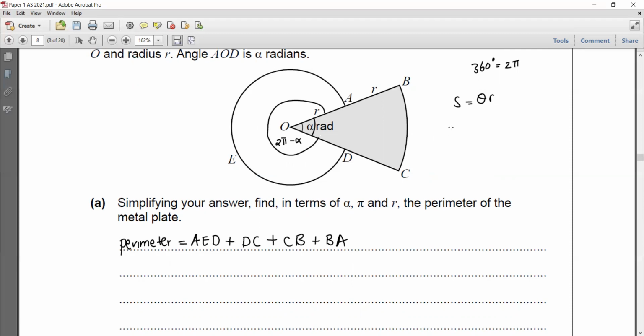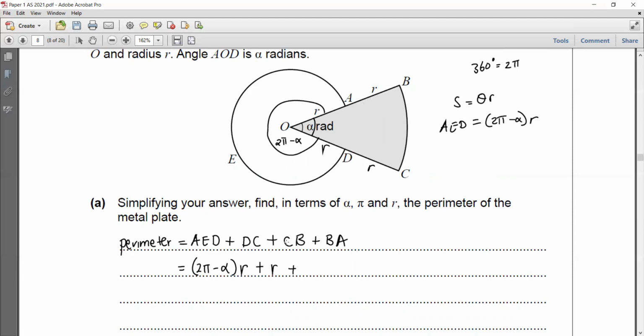So AED, this is our arc length. This is equal to the angle, which is 2 pi minus alpha, and then multiplied by the radius. Here, the radius of the circle is just r. So this is 2 pi minus alpha multiplied by r. And now DC. We know that this is r, that is r, and that is also equal to r. So DC is just equal to r.